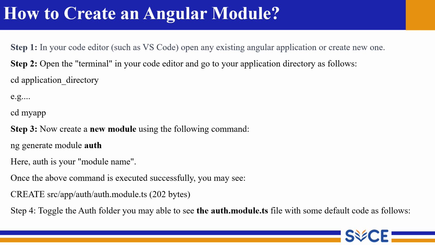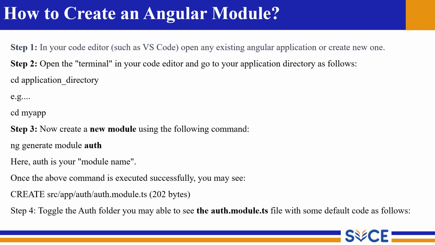Then how to create an Angular module? In your code editor such as VS Code, open any existing Angular application or create a new one. In step 2, open the terminal in your code editor and go to your application directory as follows. Give cd application directory, for example, cd my app. In the third step, create a new module using the following command, that is ng generate module auth, where auth is your module name.